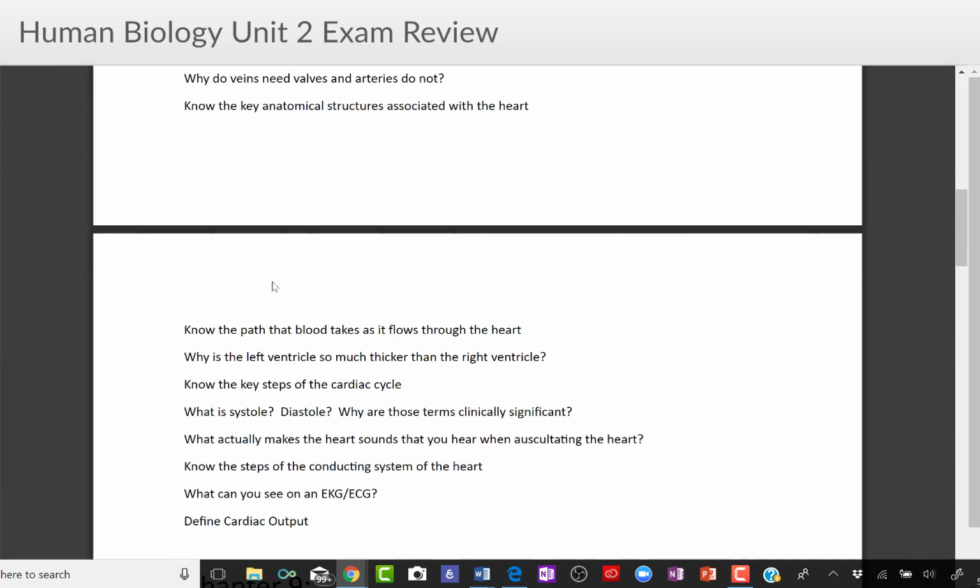All right, know the key anatomical structures associated with the heart. We'll cover them as we go into the next question with the path of blood. It's a four-chambered heart, meaning we have the two receiving chambers on the top, called the atria, and the two large compression chambers on the bottom, called the ventricles. But we'll go through other key features. You've got the septums. The interatrial septum is the space between the left and right atrium. The interventricular septum is the space between the left and right ventricle.